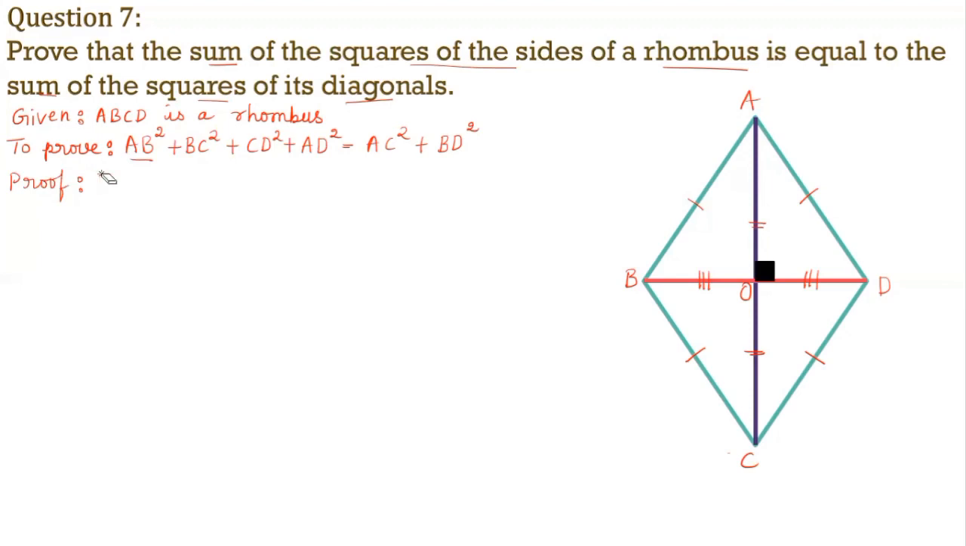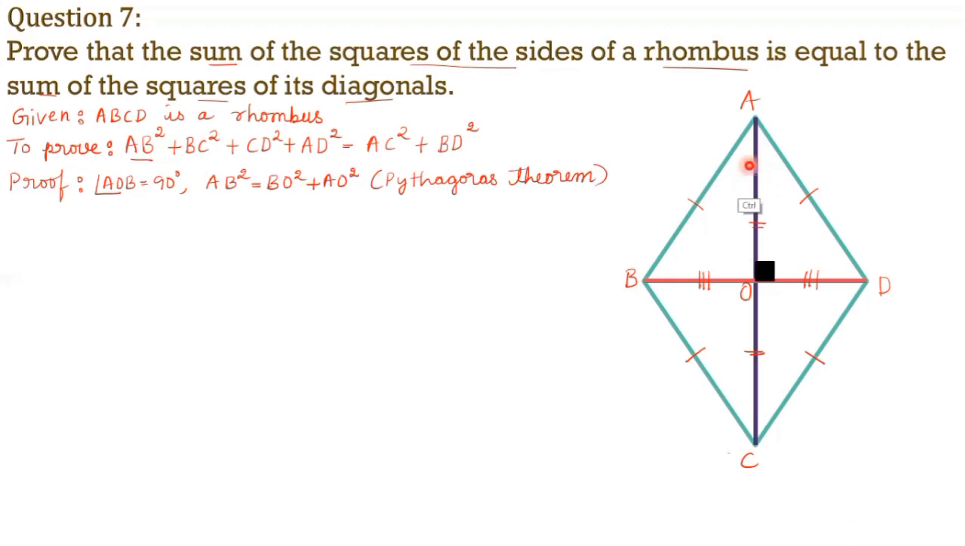So in triangle AOB we can write AB square is equal to AO square plus BO square, because angle AOB is 90 degree, according to Pythagoras theorem.